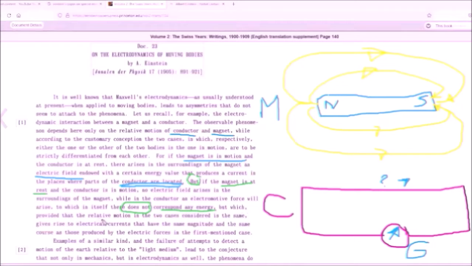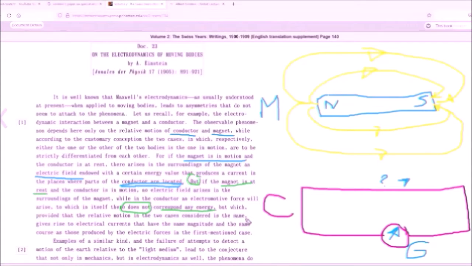But which, provided that the relative motion in the two cases considered is the same. So in other words, if one time you move the magnet, it will produce current in the wire and everywhere else. But if you move the wire itself, it will only create force in the wire, but it is not going to create an electric field anywhere else. But which, provided that the relative motion in the two cases considered is the same. Of course, the relative motions are not the same.